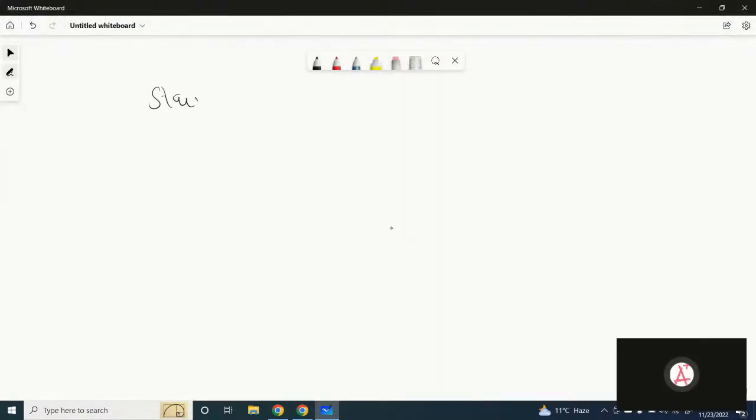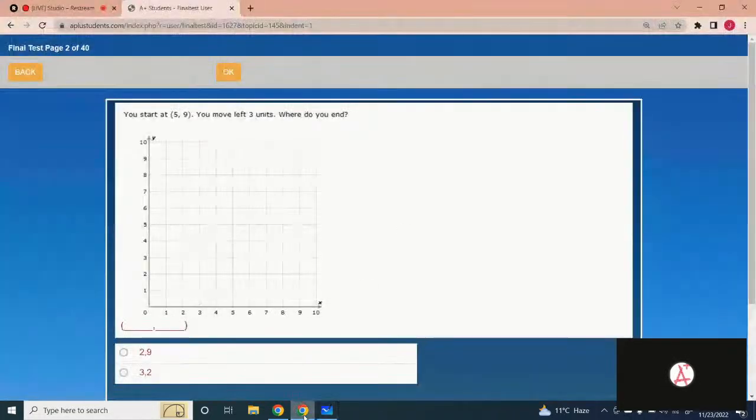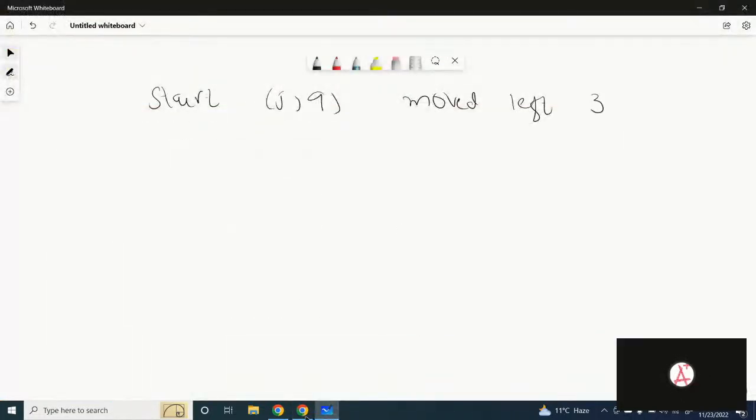The coordinates are 5, 9, moved left how many units? 3 units. Now you have to look at the coordinates. Let's suppose here is the 5 and here is the 9. You move left 3 units, just move 4, 3, 2. That means 1, 2, 3. Now the new point is here.